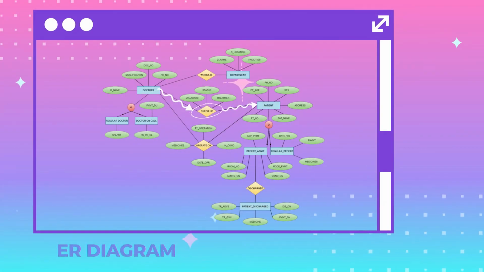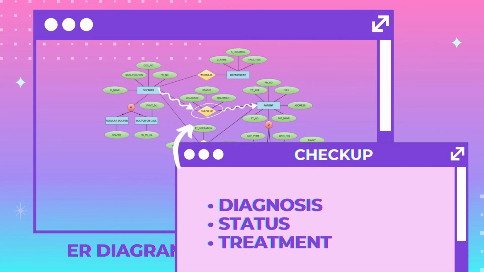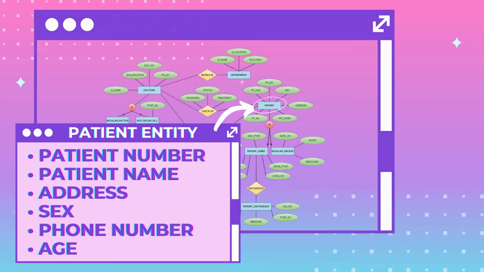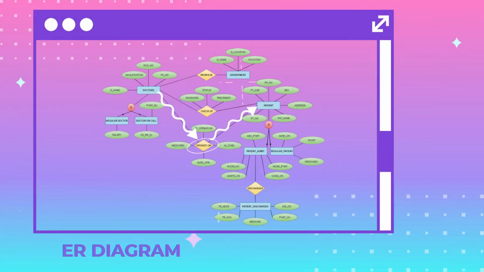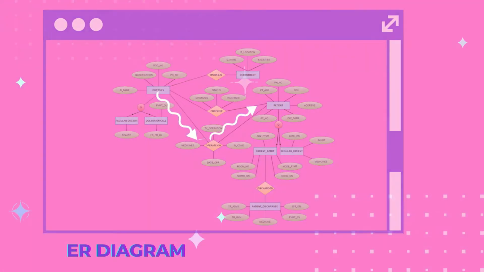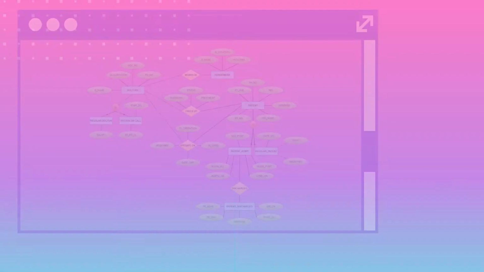Between the doctor and patient entity, there is a relationship, which is the checkup. The checkup has attributes of diagnosis, status, and treatment where the data are coming from the patient entity with attributes of contact number, name of patient, address, and the last is the age. Another relationship of doctor to patient is the doctor operates on the patient, which has attributes of the type of operation, patient condition, medicines, and date of operation.